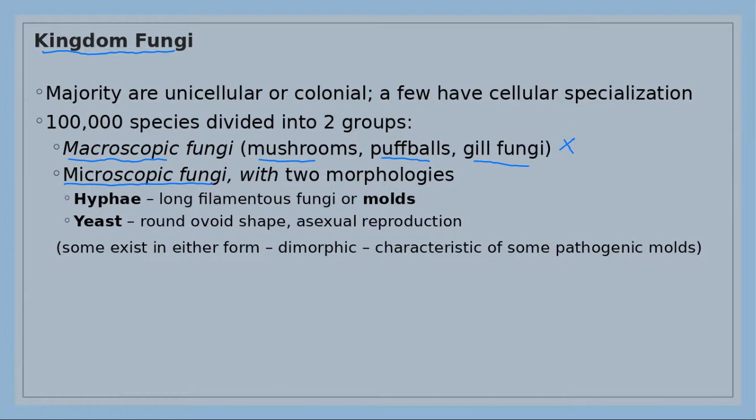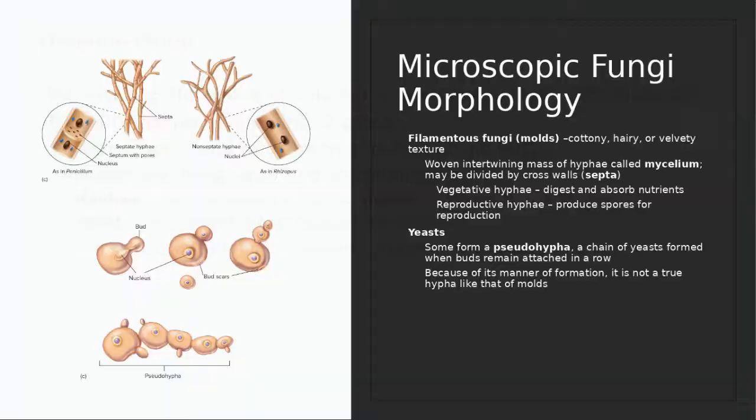This microscopic fungi has two types. The first is hyphae, which has long filaments in their structure. And sometimes if they combine together, we can see them. Their colony is called molds. So molds are actually the hyphae type of microscopic fungi. The second one is yeast. This is more individual, short fungi. These are the two types of microscopic fungi that we will learn in this class. This is the illustration of two different types of microscopic fungi.